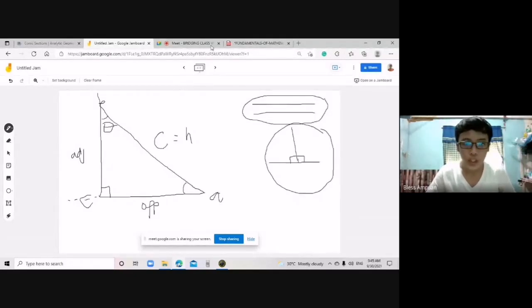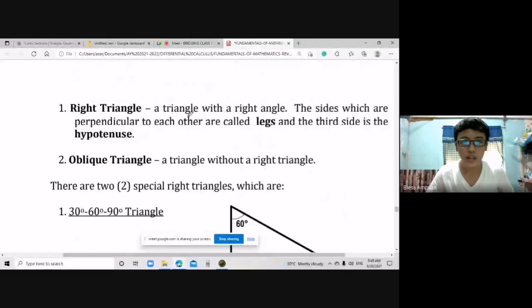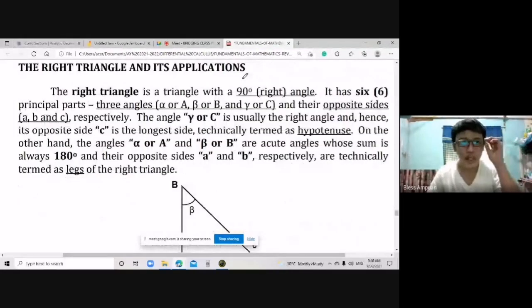Under the right triangle, there is what we call the Pythagorean theorem, which states that the square of the hypotenuse is equal to the sum of the squares of the other sides. So this is a squared plus b squared. This is under the Pythagorean theorem. Now let's move on to the right triangle and its application.